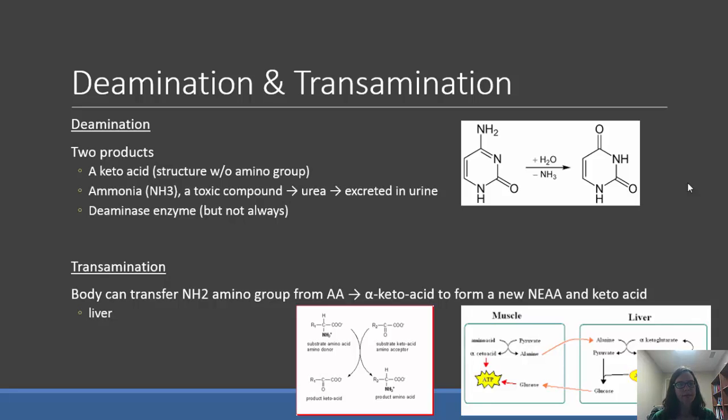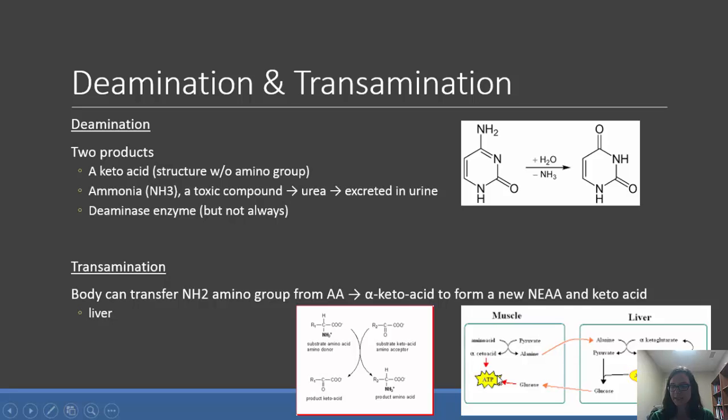Now, transamination occurs when the body transfers the amino group from an amino acid onto a new carbon skeleton, or alpha keto acid, to form a new non-essential amino acid and a keto acid. And this occurs in the liver. So here's a little graphic that shows one substrate that's an amino acid, and the amino group is transferred onto this keto acid. So we're left with a new keto acid and then a new amino acid, which was the keto acid with the amino group from this original amino acid.